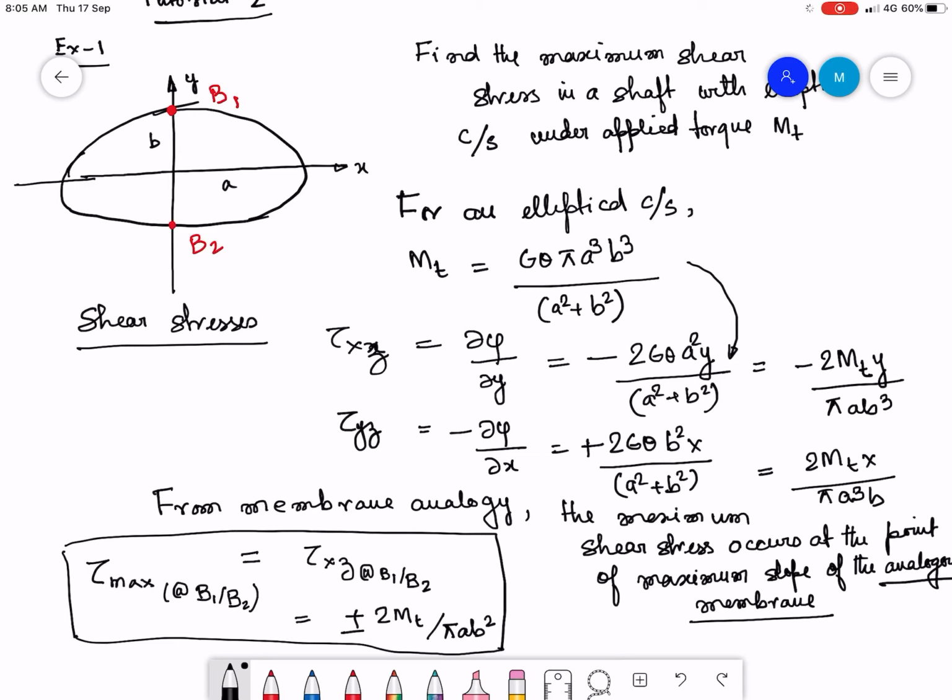Okay, just to reiterate, this analysis of finding out the maximum shear stress otherwise would have been extremely difficult if we had not used the concept of membrane analogy. Next, I will move into another problem where also we will try to find out the maximum shear stress.